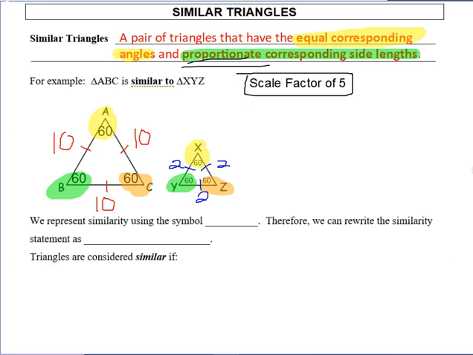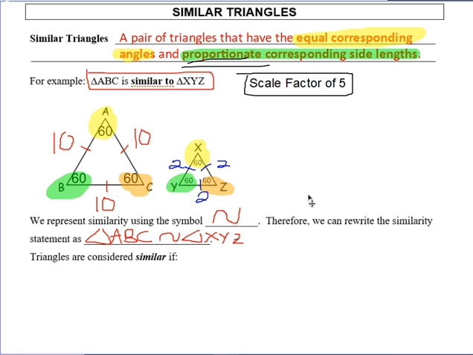Okay. Now, when we're talking about similar triangles, there is also a symbol for similar, and it's kind of like congruent, but there's no equal sign there. It's just that little squiggle right there. We call that squiggle a tilde. That's its name. Therefore, we can rewrite the similarity statement. Instead of saying "is similar to," we would just use the little symbol. So we'll say triangle ABC is similar to triangle XYZ.